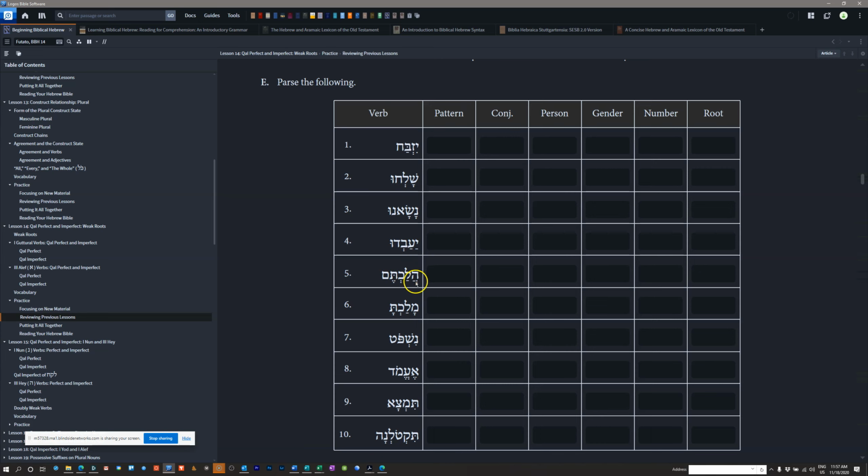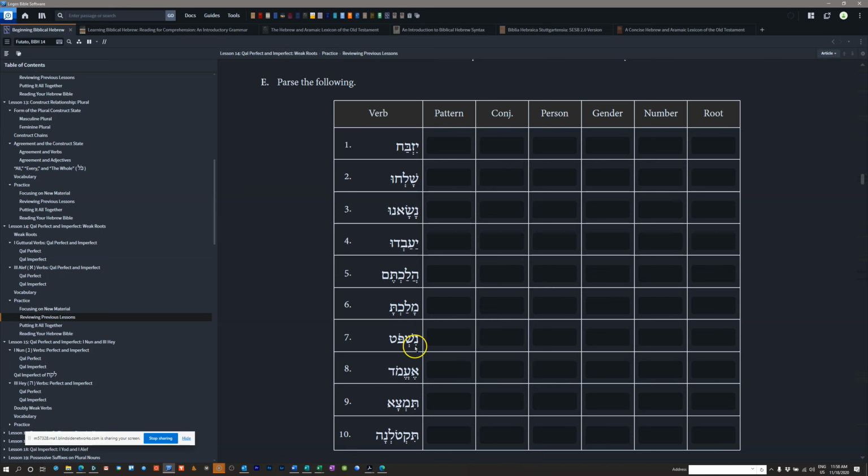Number 5, we've got halachtem. Again, this would normally be a shava, but Hay doesn't like a shava, so it goes with hatef patach. Number 6, malachta. This is just a strong verb. There's no irregularity here at all.